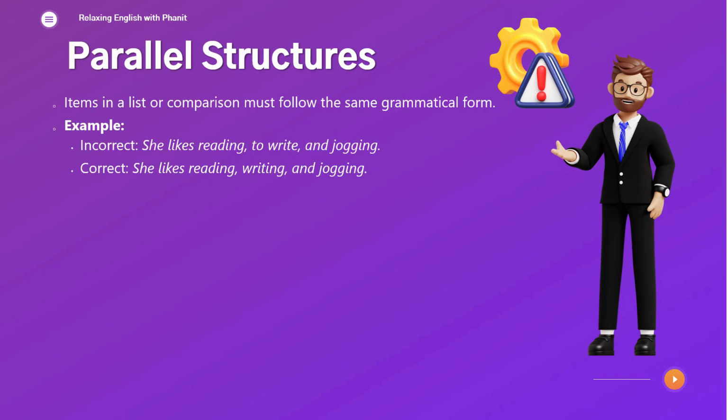This is all about balance and clarity. When you list items or make comparisons, they should follow the same grammatical form. For example, saying, "She likes reading to write and jogging," is incorrect because the forms don't match. The correct version is, "She likes reading, writing, and jogging."